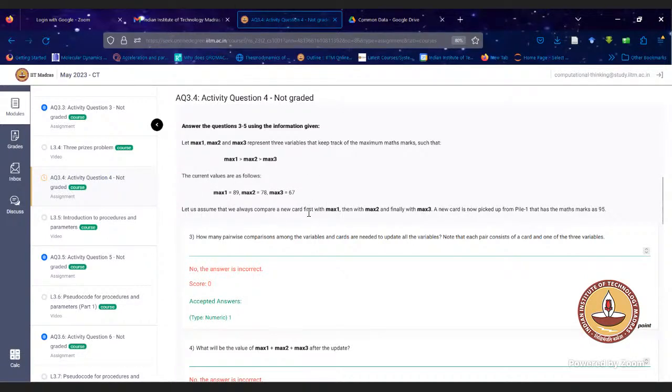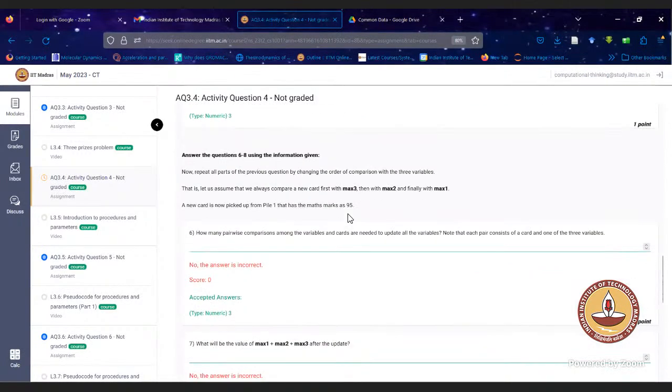That is what they have specifically mentioned also: the new card first with max 1. And in this case, the new card first with max 3. That is where you will see that the pairwise comparison will become 1 there and 3 here.